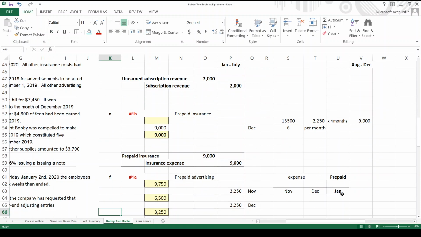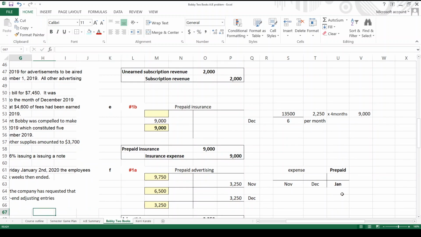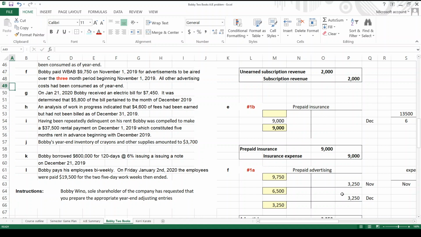Next on the hit parade, what do we got? The advertising. Okay. WBAB, $97.50 is the amount paid. We're in the prepaid land again. I might have changed this. I got it in red. I'm not sure. I can't remember all the stuff. My head's spinning. Anyway, $97.50 divided by 3. That's $32.50 a month. It's 3 months.